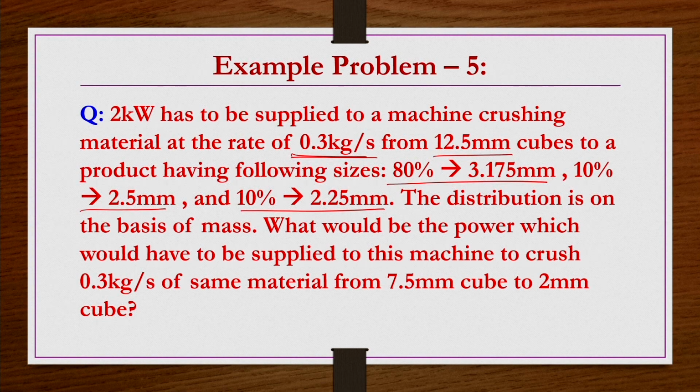What would be the power which would have to be supplied to this machine to crush 0.3 kg per second of the same material from 7.5 mm cubes to 2 mm cubes? So, in the first case all the details are given. In the second case, the power you need to find out. Okay.